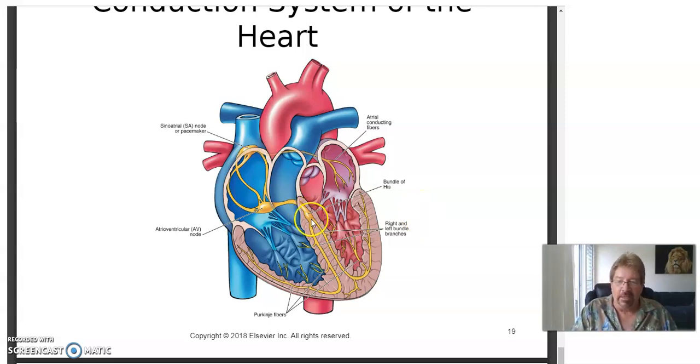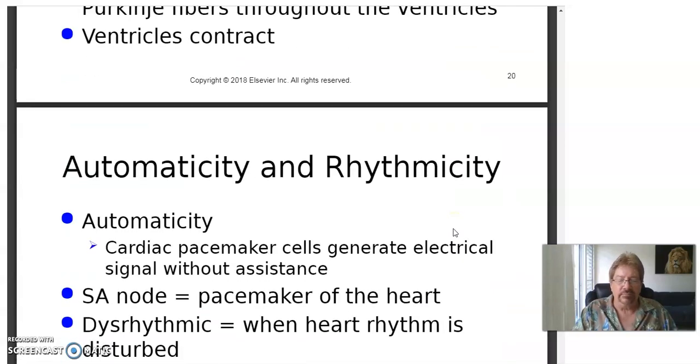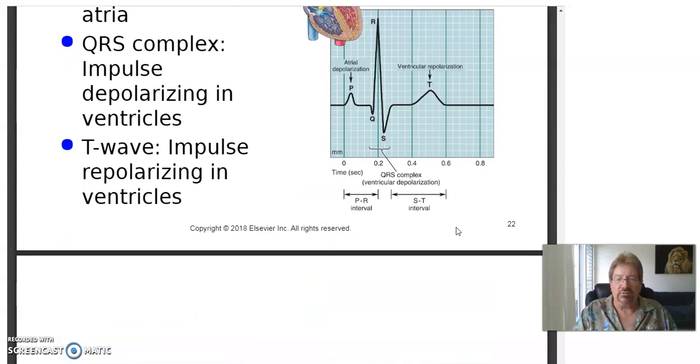Okay. Then we have a right and left bundle branch, and they recurve up into the myocardium as the Purkinje fibers. As this electrical nerve signal travels through this area, it causes it to contract. And that's what they measure on an EKG right here.